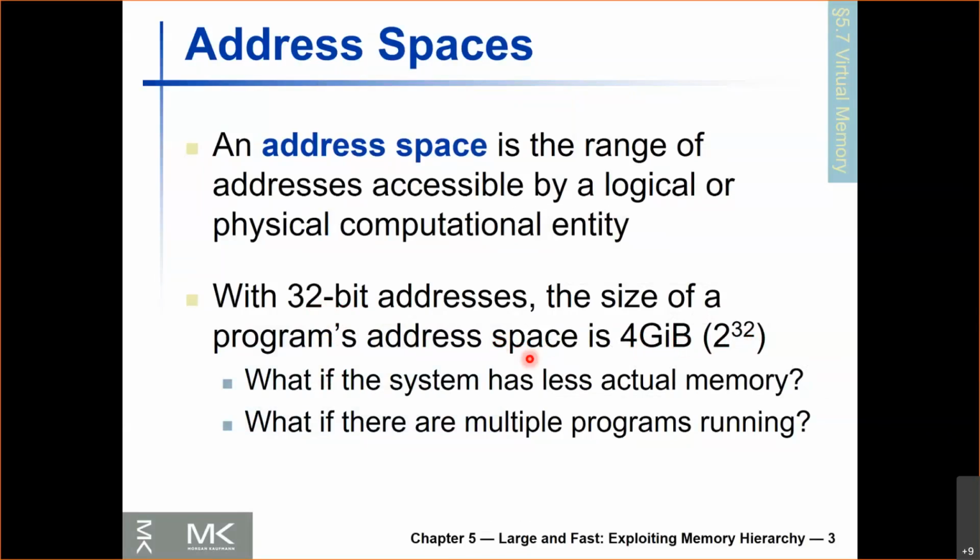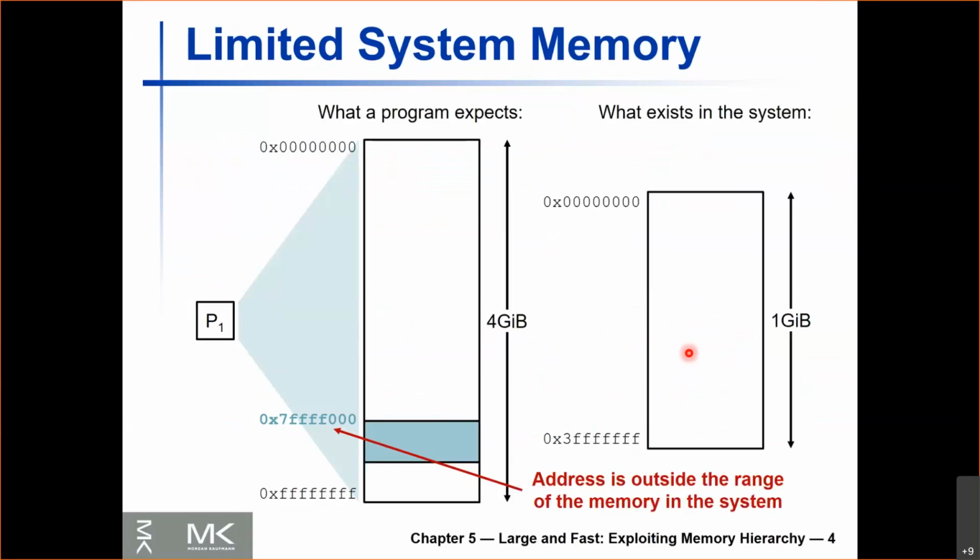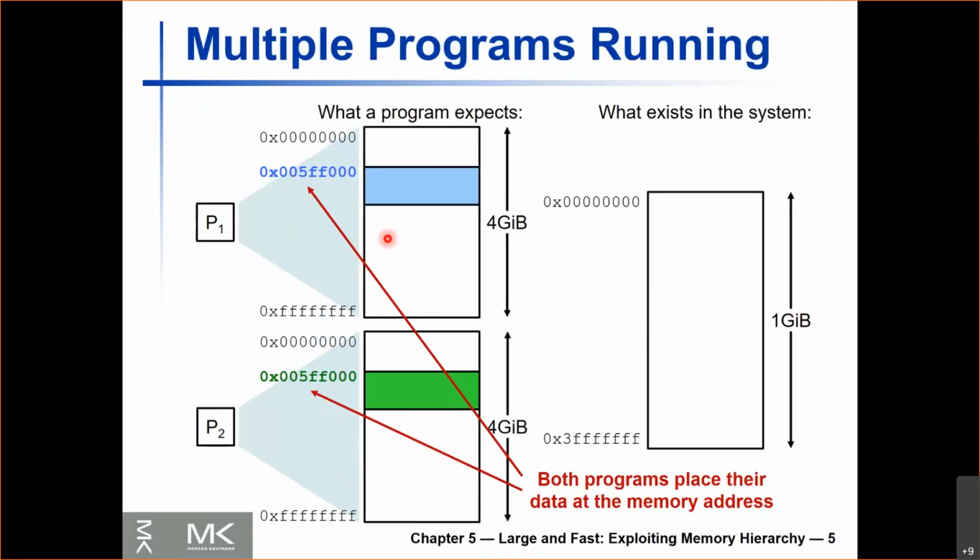But there are a few issues here, which is that the system could have less memory, and also we could have multiple programs running, and each one of those wants to have 4 gigabytes of memory. So we saw this is one example where a program expects to have 4 gigabytes, but the system only has 1 gigabyte. So what do we do with this data, this memory that's out of range of the physical memory? And the other issue was if we have multiple programs, they're both expecting to put their data at the same address, but we can only give that address to one of them. So obviously we cannot just directly map this data to the actual memory in the system.